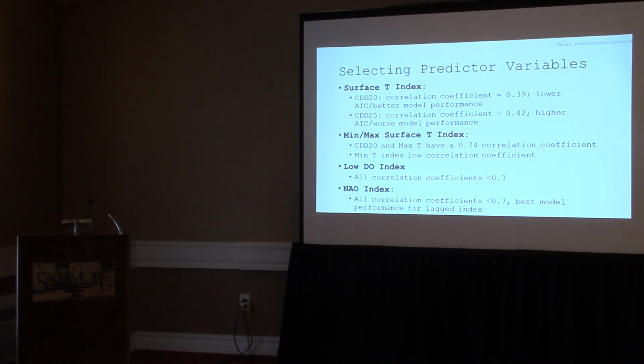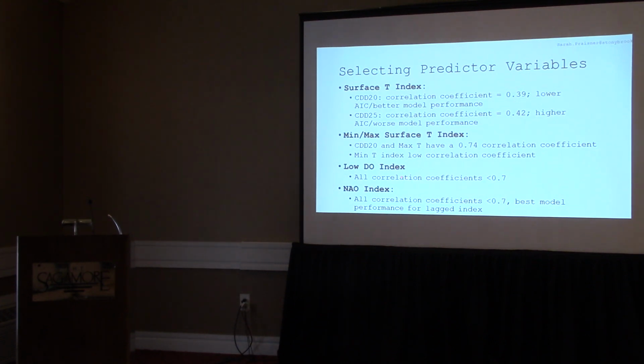But I did not just choose 25 because I had this highest coefficient. When I put these indices in their own separate GAMs, just with length, CDD 20 performed the best, had the lower AIC, the better model performance. So that's what's included in this initial model. When we look at surface temperature minimum and maximum, unsurprisingly again, CDD 20 and max temperature are highly correlated, so max temperature was not included. And then minimum temperature was not highly correlated, so it is included in this final model.